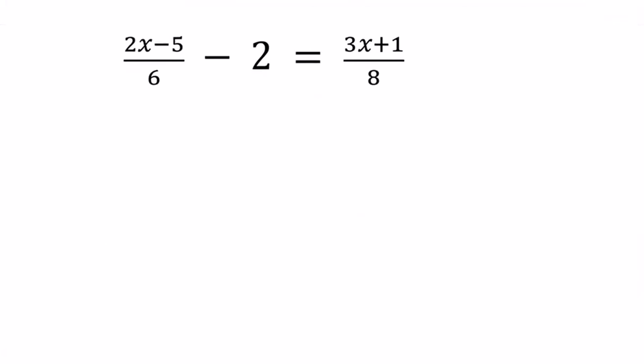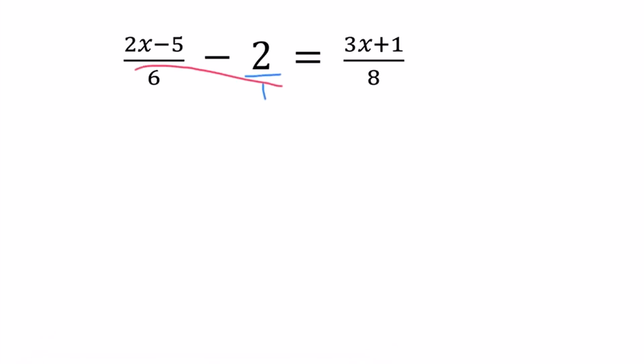2x minus 5 over 6 minus 2 is equal to 3x plus 1 over 8. So again, we have fractions. So let's make the 2 here into a fraction as well. So 2 over 1.